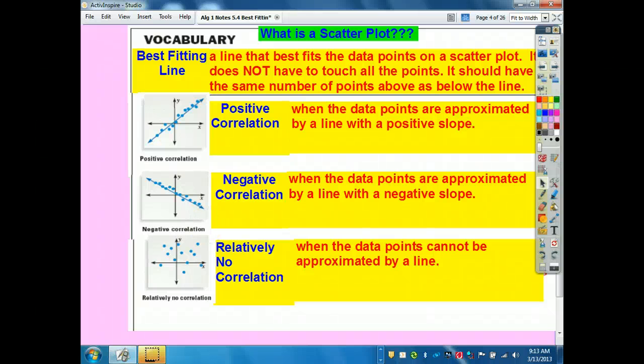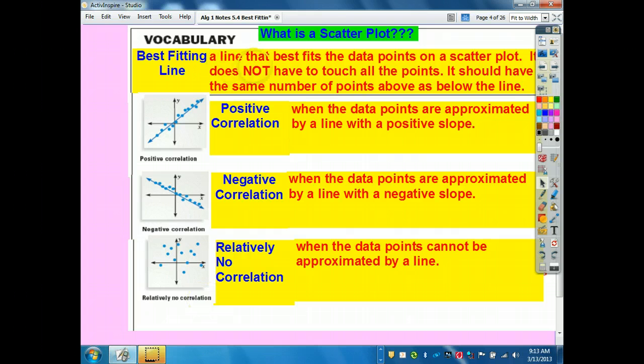All right, today, 5.4, line of best fit. I'm hoping this should be pretty easy because if you look at this graph right here, what kind of slope does it have? Positive. What kind of slope does this one have? Negative. And this one? No correlation. You can't decide if it's going positive or negative, so there's relatively no correlation. We can't determine it by looking at that.